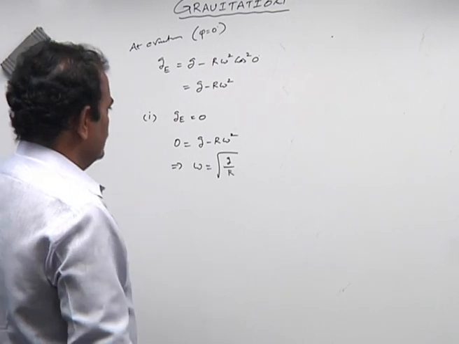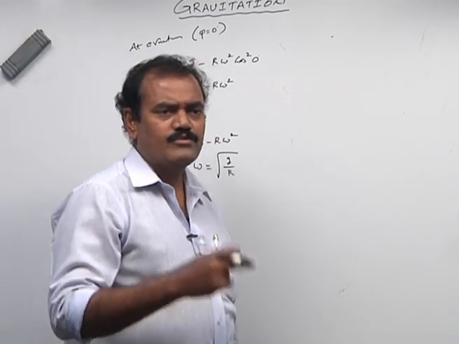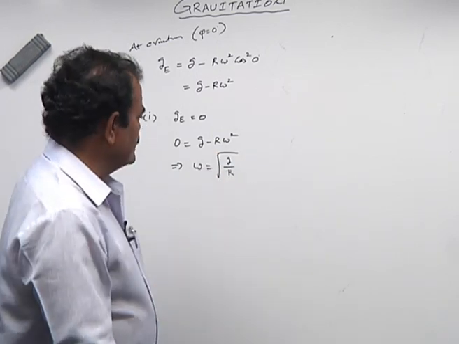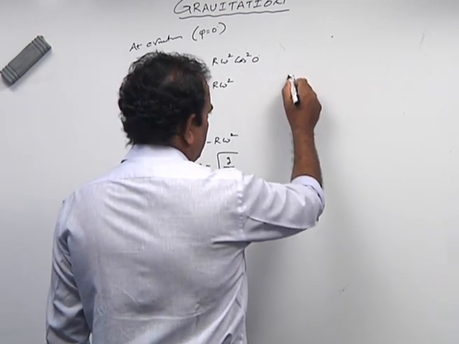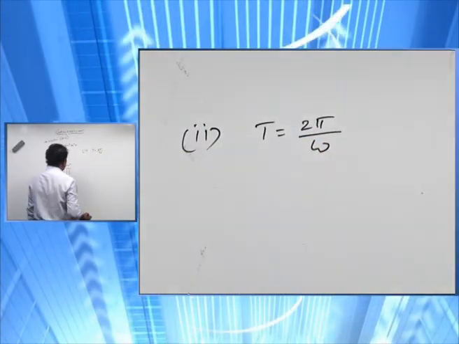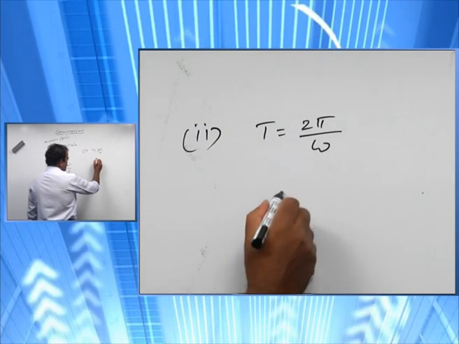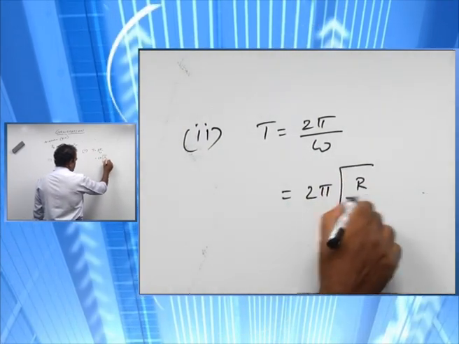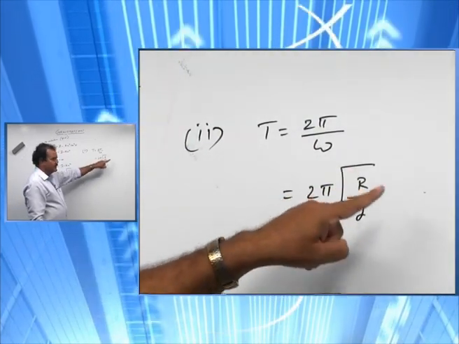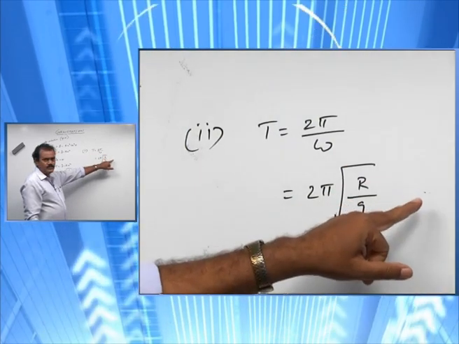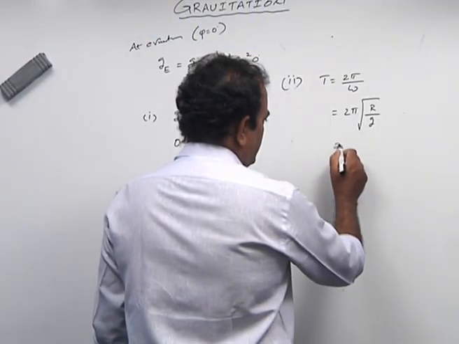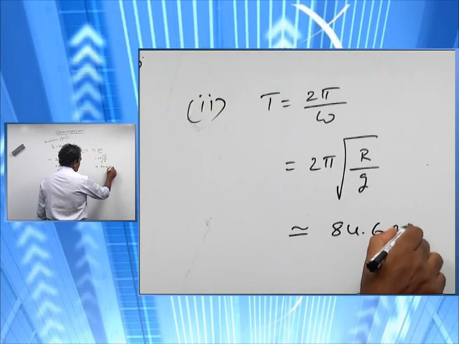And next, what should be the time period of self-revolution of Earth if small g becomes 0 at the equator? The time period of self-revolution is T equal to 2 pi by omega. We already have omega, so it becomes 2 pi square root of r by g. Applying the values, r is 6400 kilometers, converted into meters that is 6400 into 10 cube, and g is taken as 9.8. Roughly it becomes 84.6 minutes.